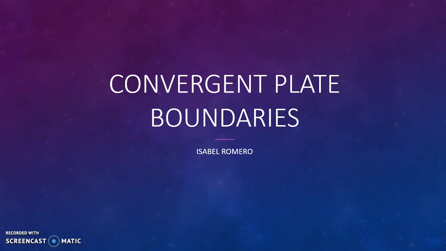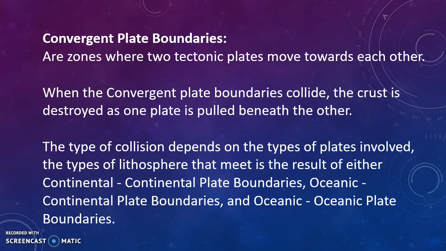Convergent plate boundaries are zones where two tectonic plates move towards each other. When the convergent plate boundaries collide, the crust is destroyed as one plate is usually pulled underneath the other. The types of collisions depend on the types of plates involved. The types of lithosphere that meet are the result of either continental to continental plate boundaries, oceanic to continental plate boundaries, and/or oceanic to oceanic plate boundaries.